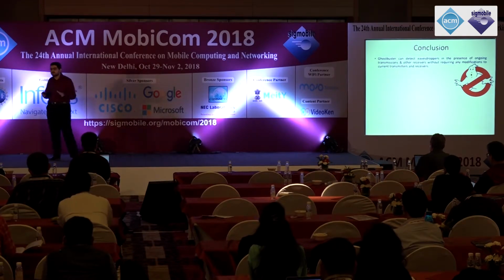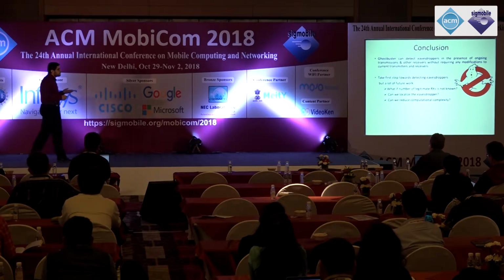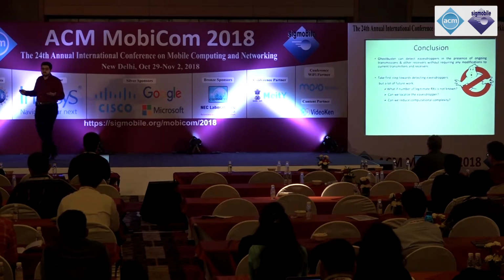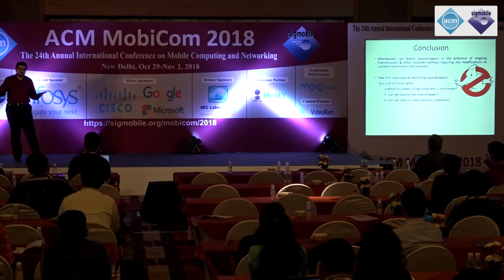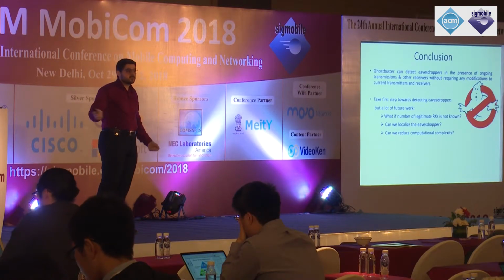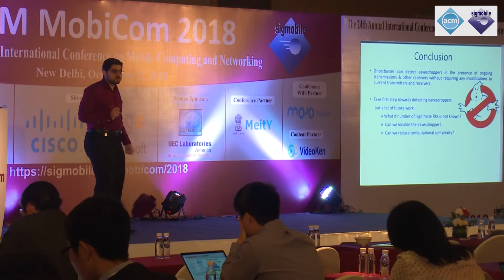Of course, there's a lot of future work to be done, and some of the questions are, what if the number of receivers is not known a priori? How can we reduce computational complexity? We're taking 10 million point FFTs here. Can we localize the eavesdropper? Can we use the MIMO antenna to say which direction the eavesdropper is coming from?